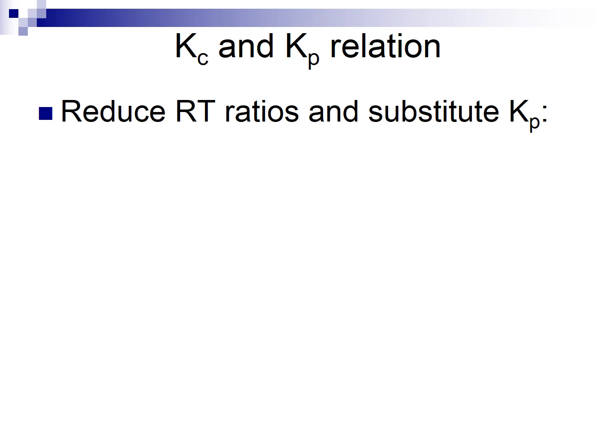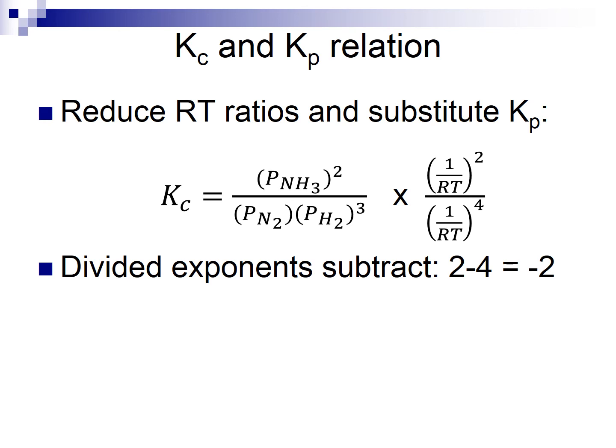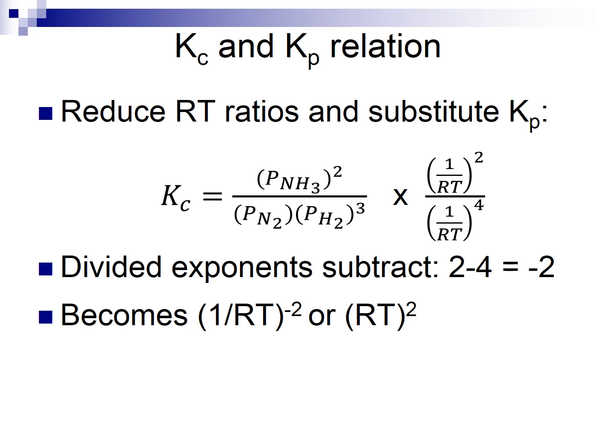I can reduce the RT ratios and substitute Kp, such that we know Kc is going to be equal to P NH3 squared over P N2 times P H2 to the third, times 1 over RT squared divided by 1 over RT to the fourth. When we divide exponents, like we do with the RTs here, our exponents subtract. 2 minus 4 gives us a value of negative 2. So that becomes 1 over RT to the negative 2.